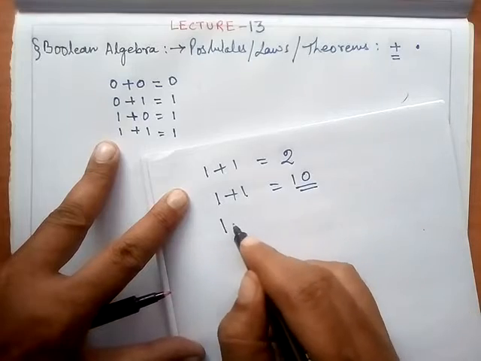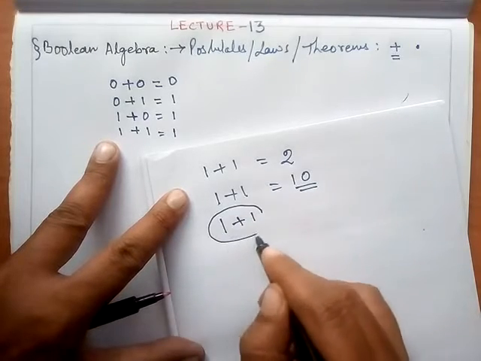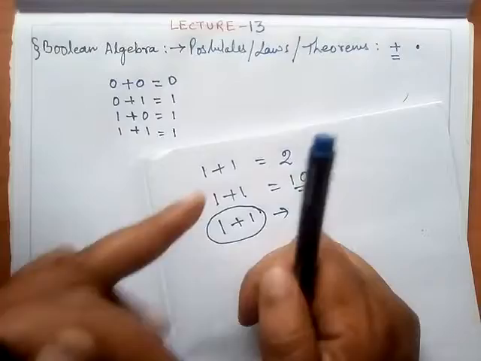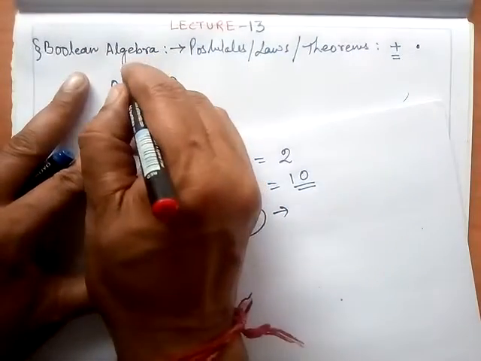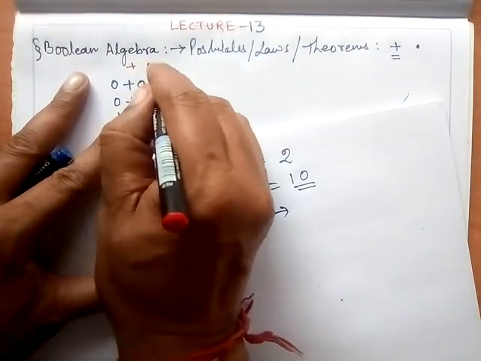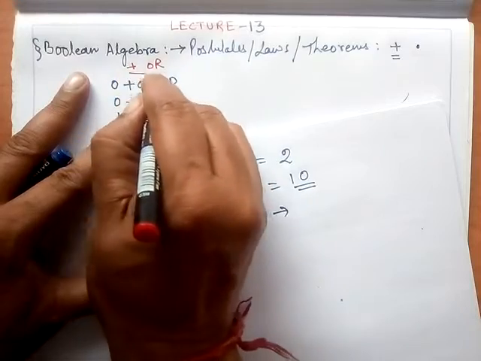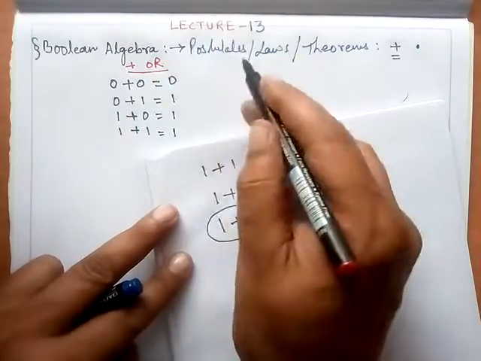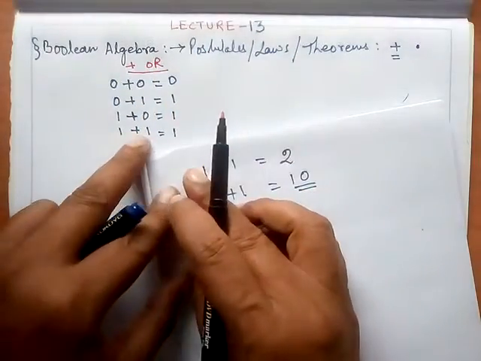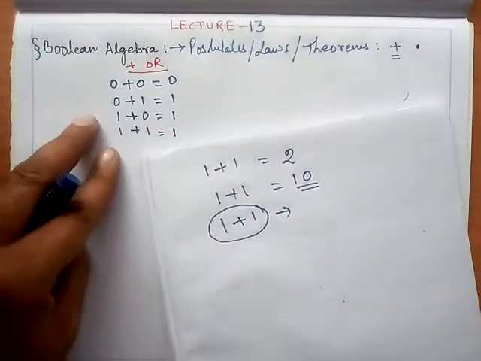On the other hand, this logical addition or operation is for the OR operation. These are called the plus or OR rules, or postulates. So 1 plus 1 is equal to 1 here. This is what we must know here.